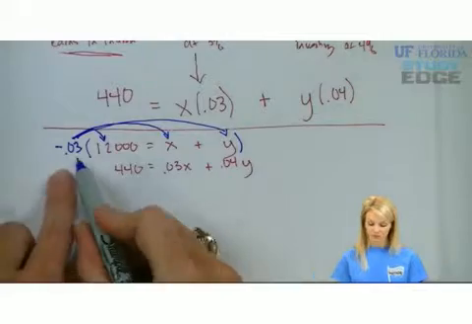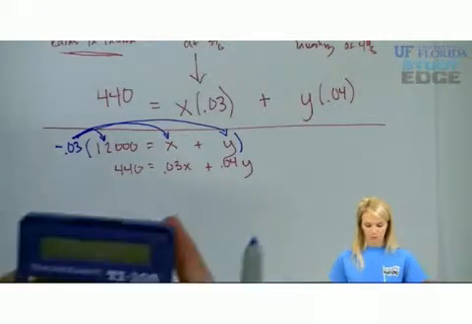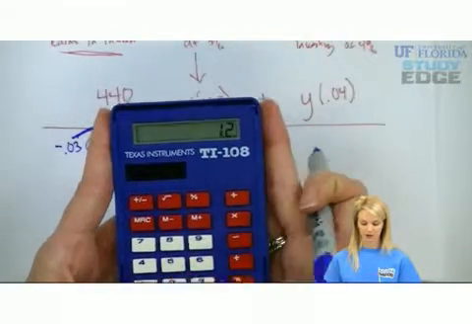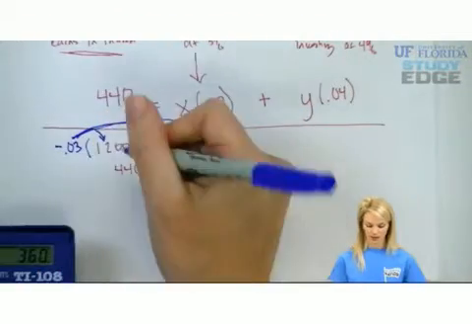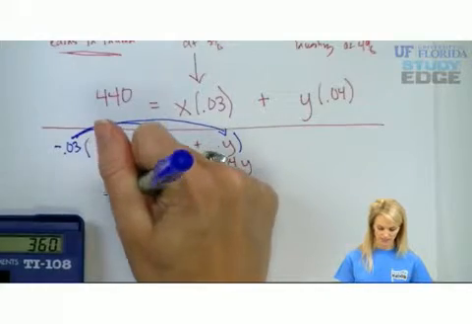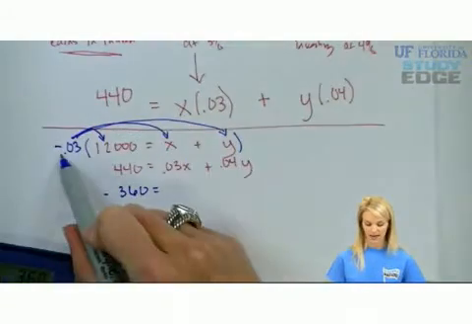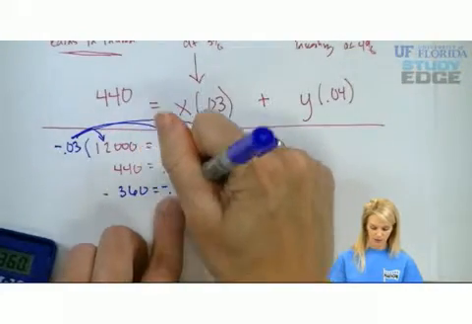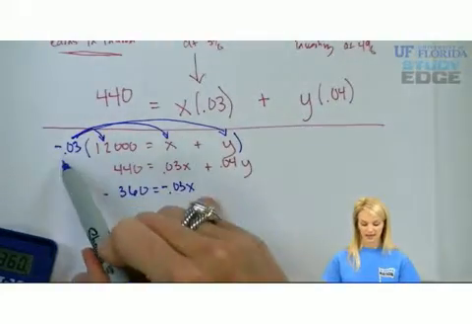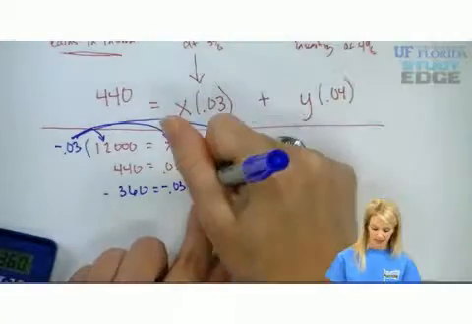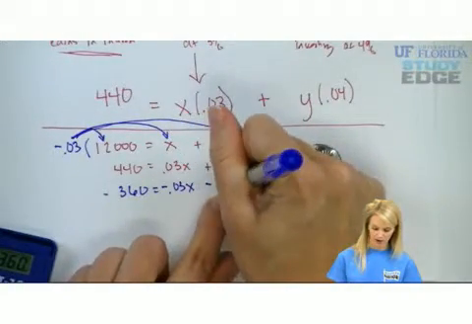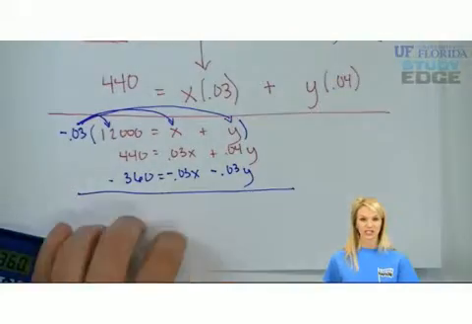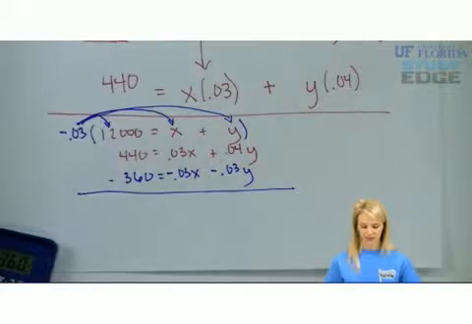by that term. So we have negative 0.03 times 12,000, we have negative 360 equals, well, negative 0.03 times x gives you what? Negative 0.03x. Negative 0.03 times y gives you a minus 0.03y. Well, now what do we do? We're going to add our equations together. We're going to combine them. Let's see what happens when we do that.